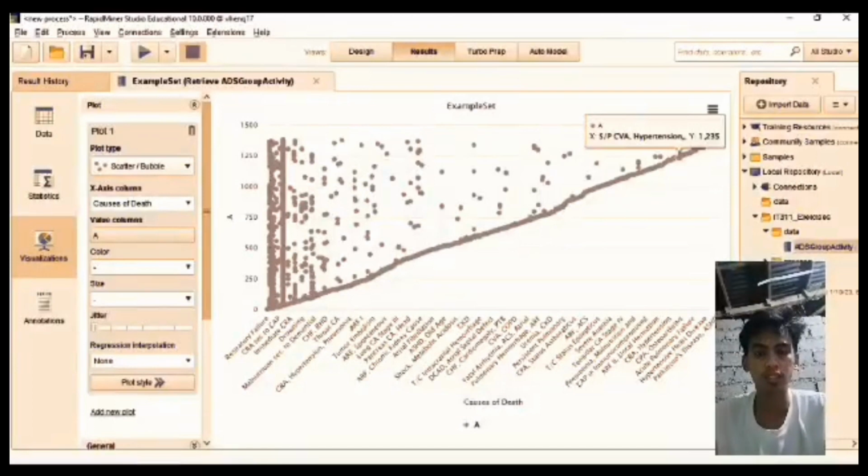This is our presentation, how to clean the cause of death. Clean the raw data provided. Then, mine it using RapidMiner Studio. Use RapidMiner to extract useful knowledge from these data files.